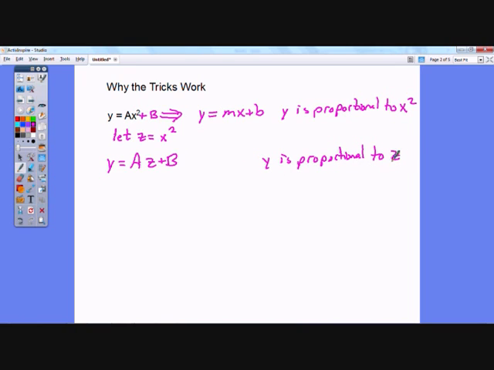This is exactly what you would say about a line. Y is proportional to z. So this should result in a line. That's why we can go ahead and find the equation. This is why the trick works.